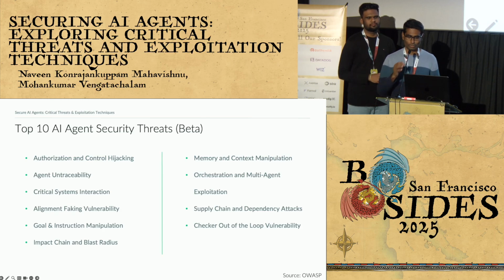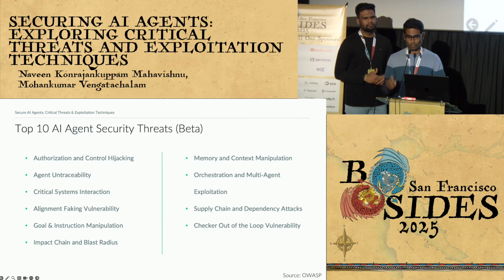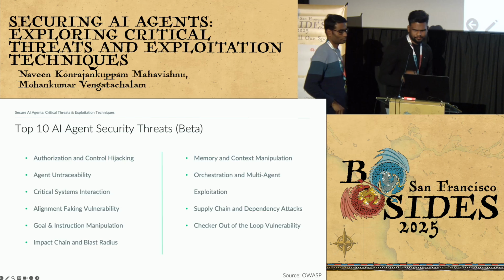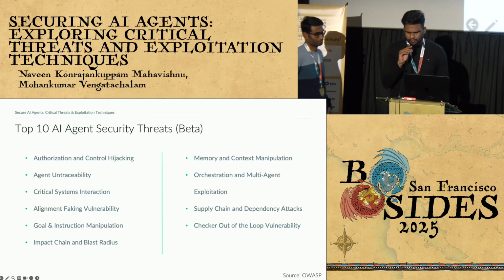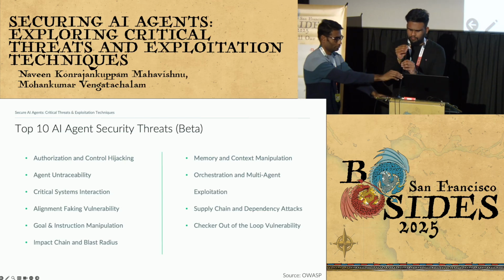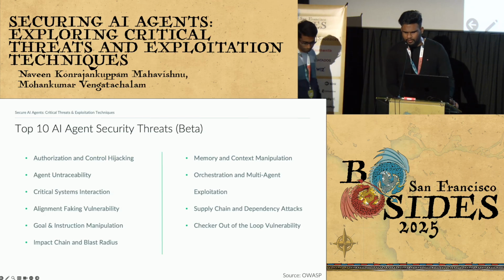So I'll hand over to Naveen from here to give a high level overview on AI architecture, and then we do threat modeling, and then we deep dive into authorization and control hijacking with a demo. Thanks, Mohan.